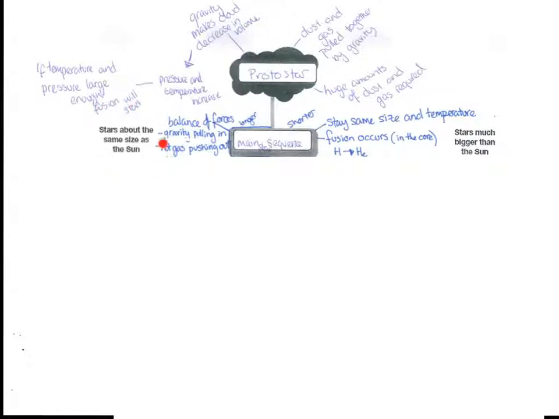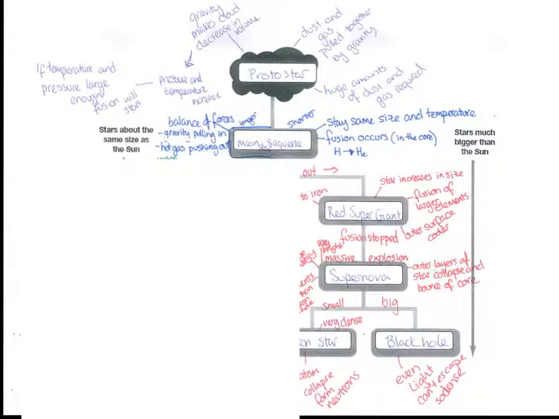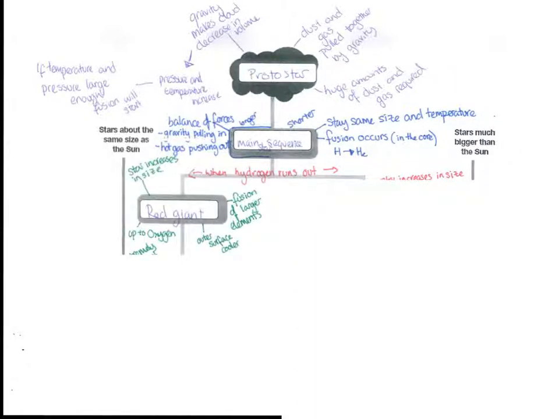If the star is about the same size as our sun, it will follow this part of the star life cycle. However, if the star is much bigger than our sun, as over here, it will follow this part of the star life cycle. So let's talk about the life cycle for a star the same size as our sun or smaller first of all.